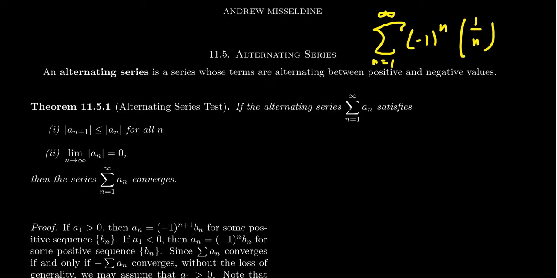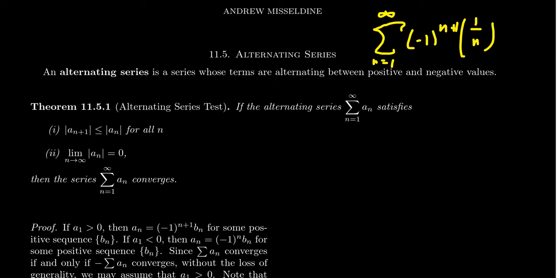You might see negative 1 to the n, probably more likely you're going to see negative 1 to the n plus 1, or sometimes negative 1 to the n minus 1. The distinction here is, do we want to start with a positive or negative? If n starts at 1 and we take the nth power, this will start off as a negative. If you take n plus 1, then 1 plus 1 is 2, so you start with an even power of negative 1, which gives you a positive 1.